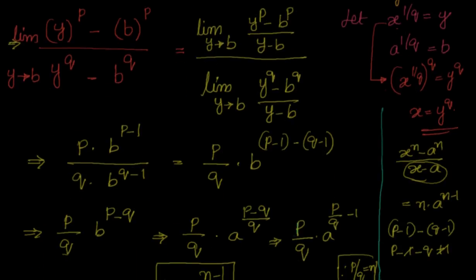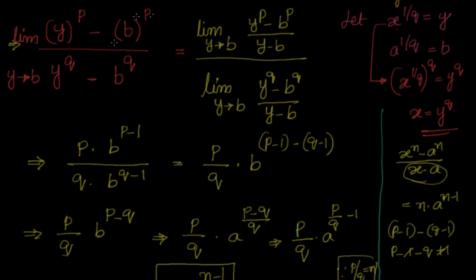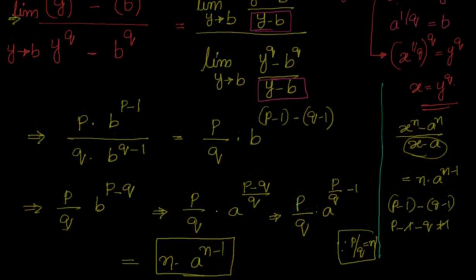Now after that we observed that we are having x to the power of n minus a to the power of n again in the denominator, but missing the x minus a term. So we have deliberately added the x minus a term, that is nothing but y minus b. We have added that so that we can apply the formula we know for positive integers. Now once you simplify that, you will get p by q b to the power of p minus q. You convert that into a, it will become p minus q by q. Now you can substitute p by q equal to n, and back substitution gives you n into a to the power of n minus 1.